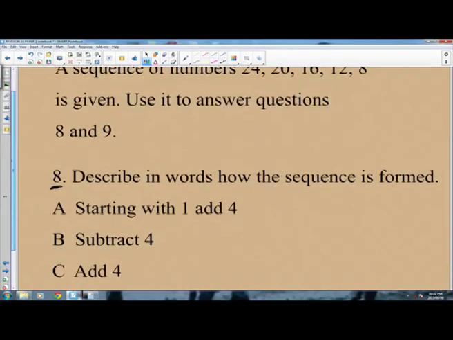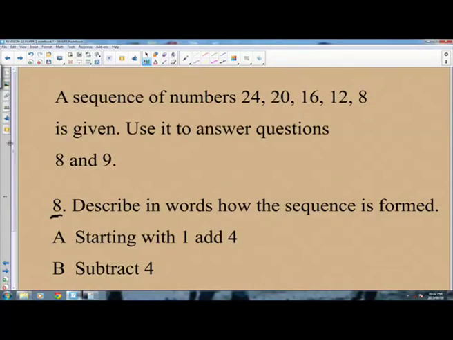And how is the sequence formed? Let's go back to it before we check the alternatives. This is 24, 20, 16, 12, and 8. And then how would you describe in words the sequence over here? The sequence should be starting with 24, subtract 4. If you subtract 4 from 24, we get 20. Subtract 4 from 20, we get 16. Then subtract 4 from 16, you get 12. Subtract 4 from 12, we get 8. So you should describe it as starting with 24, subtract 4.